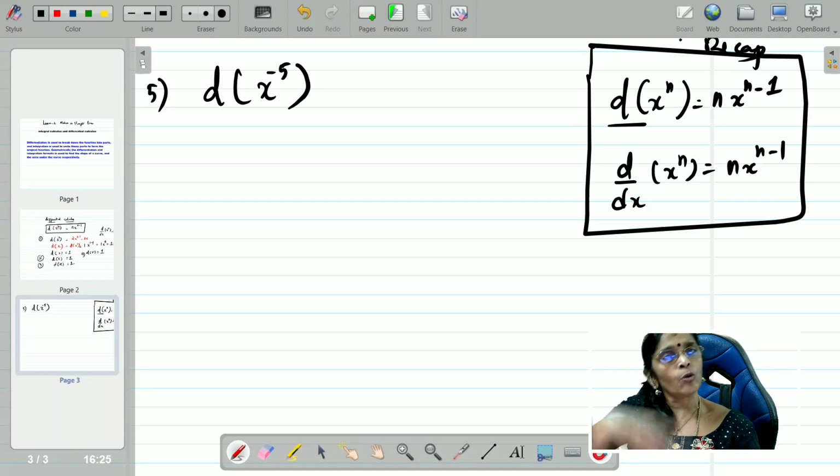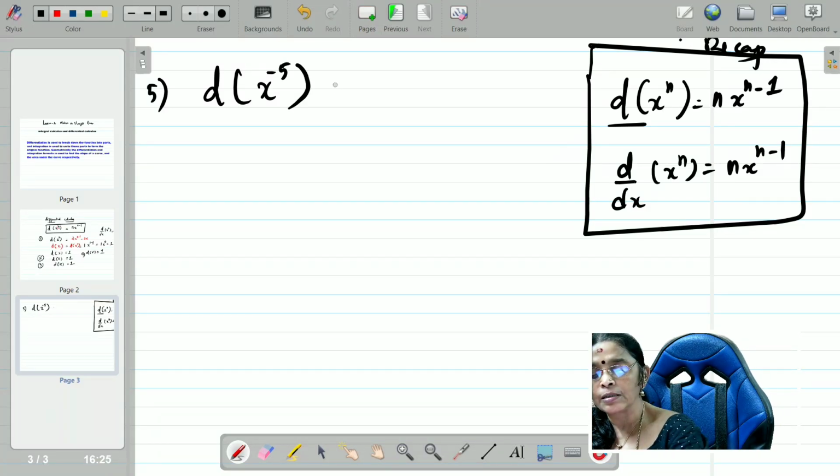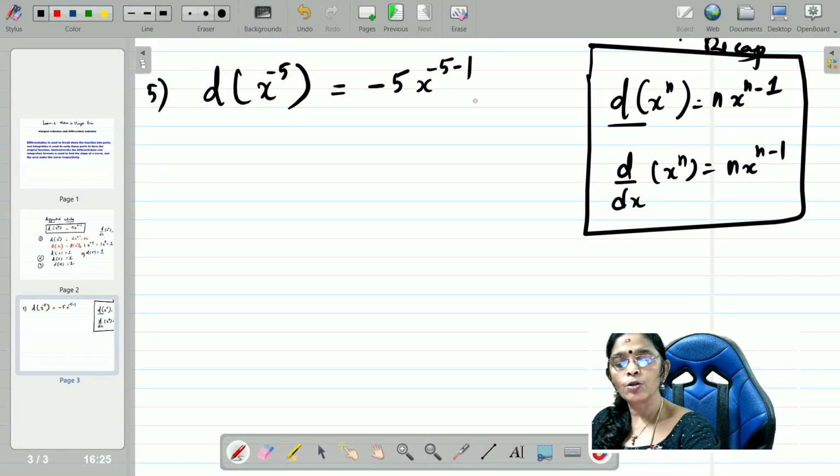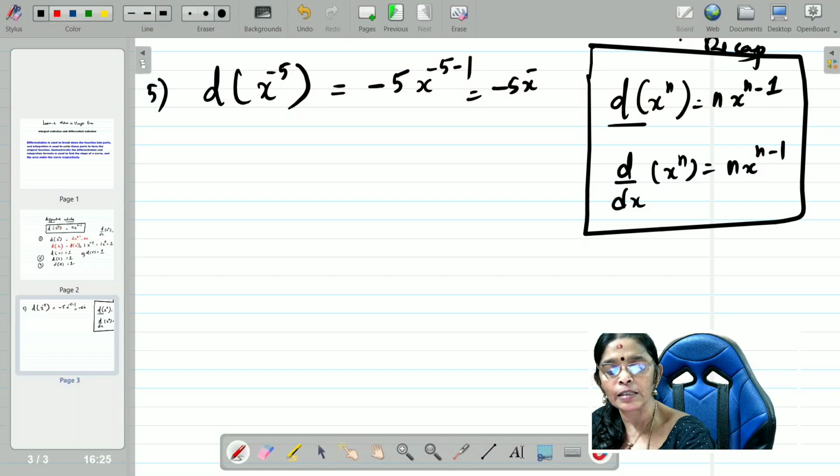It is not that only x, you can have any other variables. Differential of x power minus 5. So apply the formula minus 5x power minus 5 minus 1. So that is equal to minus 5x power minus 6.